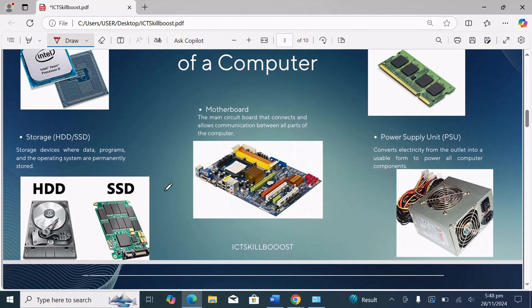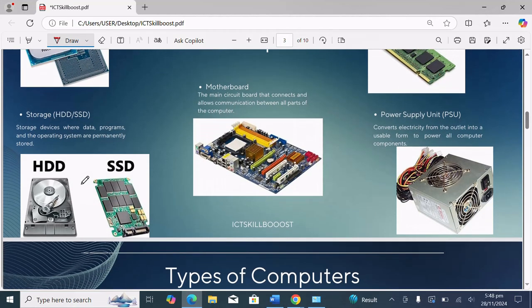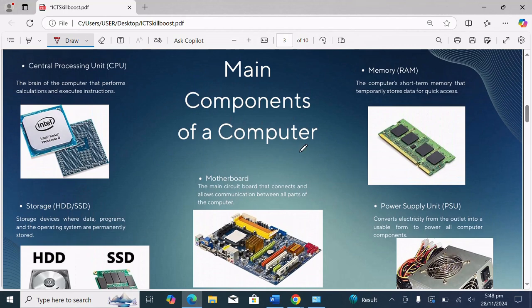Another component of the computer system is also the storage, which is either the HDD or the SSD. This one here helps in storing of data, programs, and operating systems. Anything that is in the computer can be either data, an operating system or a program, and that is stored inside these storage devices. Another one is also what we call the RAM, or the memory. This RAM here stores short-term memory for the computer. It stores data just for a short period of time, and it allows a user to also access that data quickly. So this is how a RAM looks like.